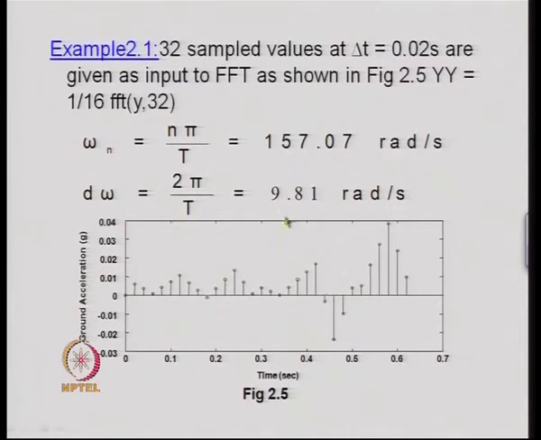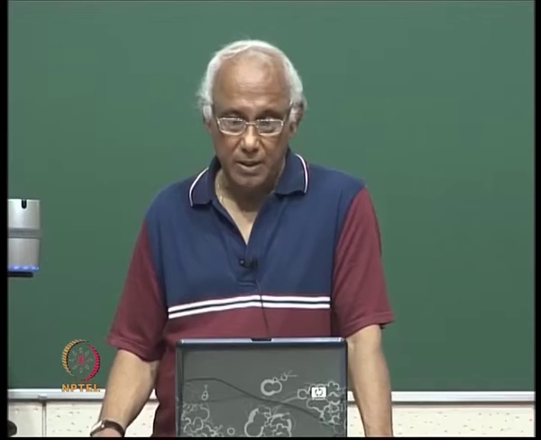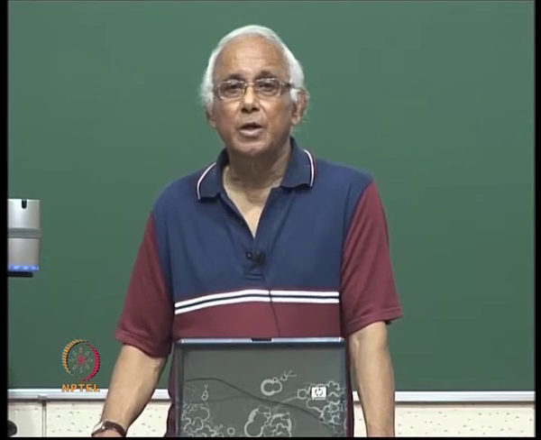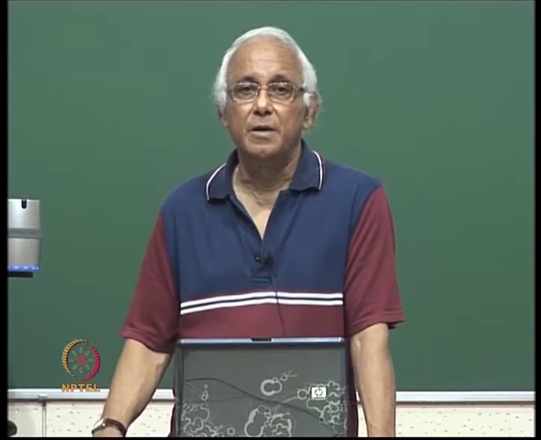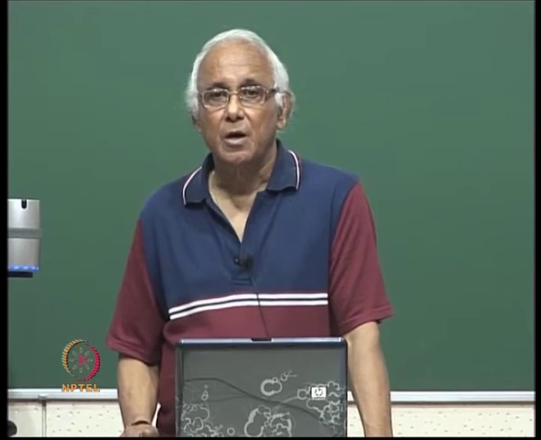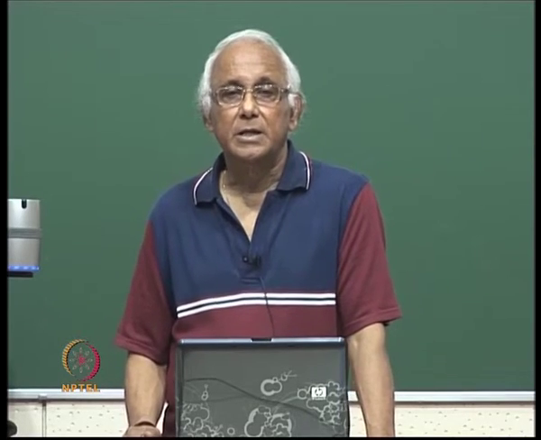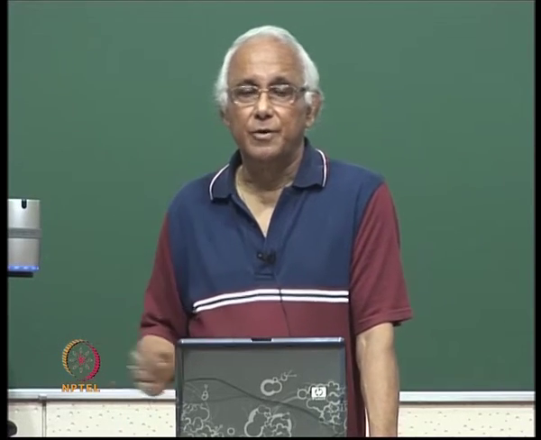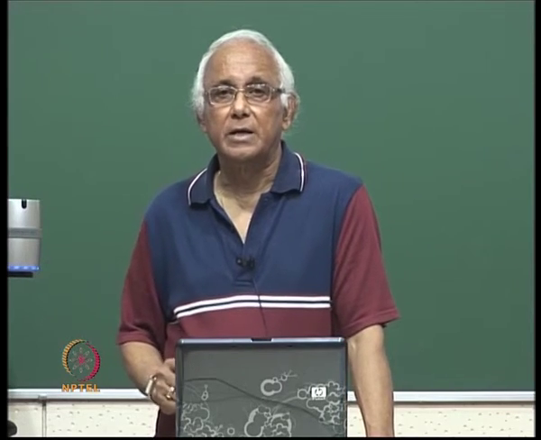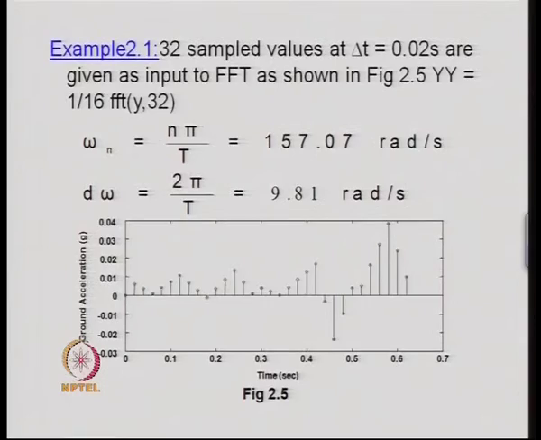After this frequency, we find that the complex numbers that we obtain from the FFT repeat in the form of complex conjugate. So, therefore, we consider the FFT up to a frequency of omega n, not the total frequency that we get in the xi omega plot.